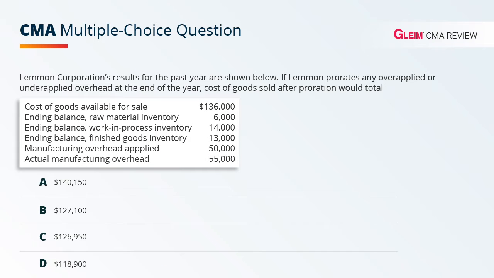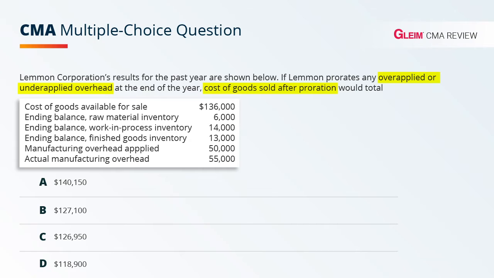Lemon Corporation's results for the past year are shown below. If Lemon prorates any over or under applied overhead at the end of the year, cost of goods sold after proration would total. So they've given to us the cost of goods available for sale, the ending raw material inventory, the ending work in process inventory, the ending finished goods inventory, the manufacturing overhead applied, and the actual manufacturing overhead.